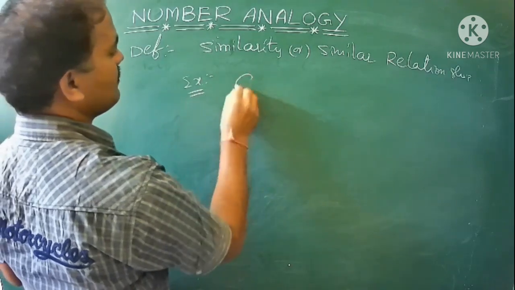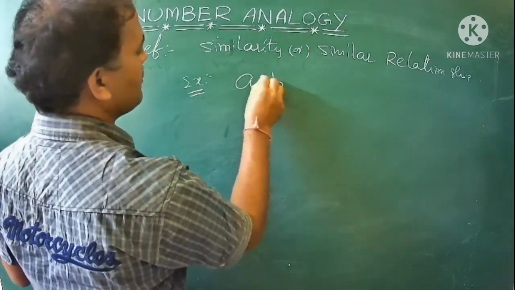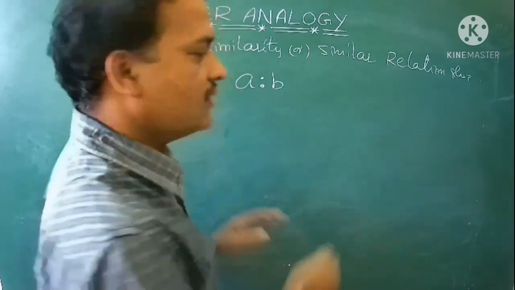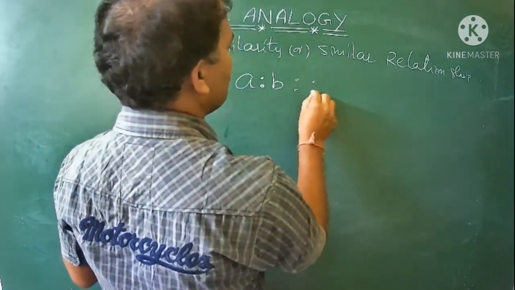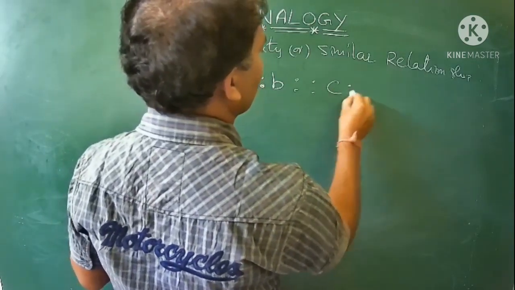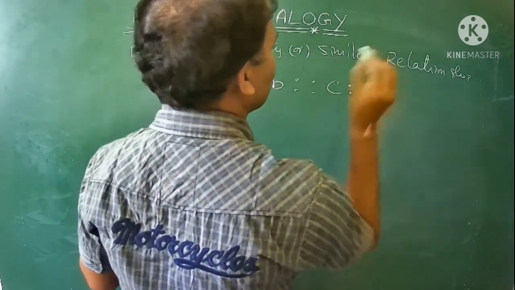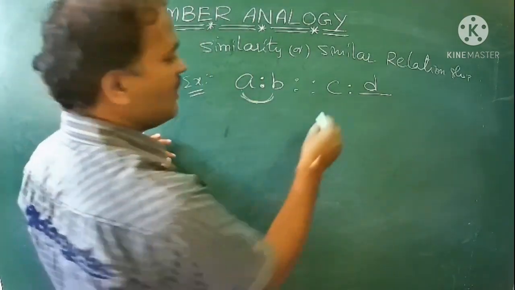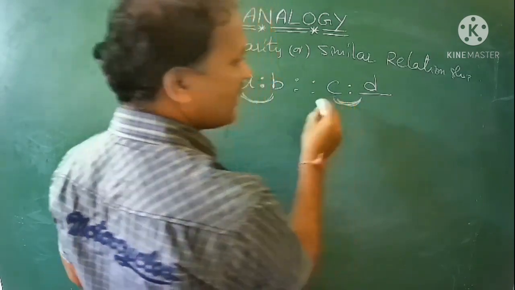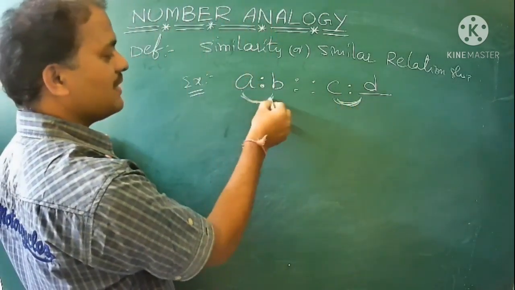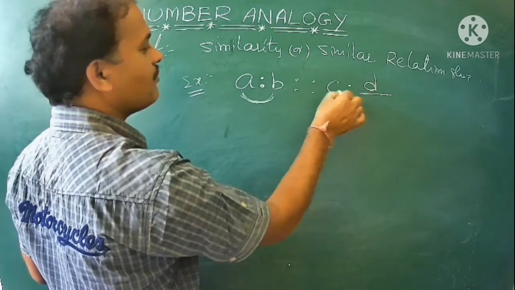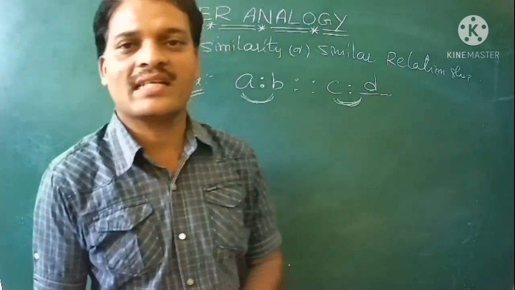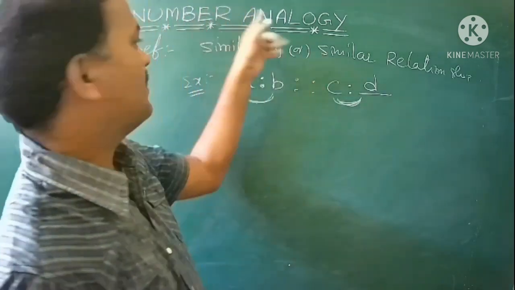Suppose it is A is to B, so it is one ratio. A is the first term and B is the second term. So as, C is to what will come? C is to D will come. A and B are successive letters, and C and D are also successive letters. But here, what is the principle you need to apply? The same principle will apply in the second ratio. That is nothing but similarity or similar relationship. That is nothing but analogy.